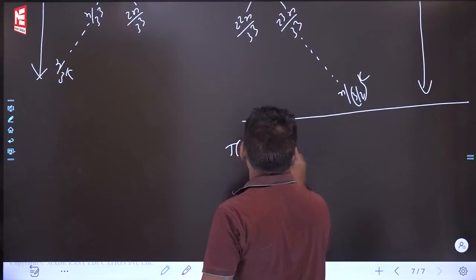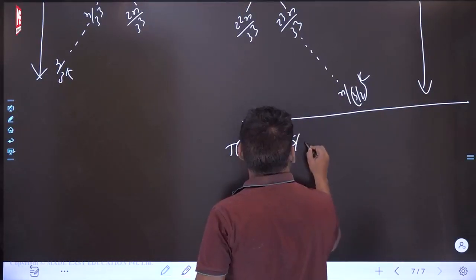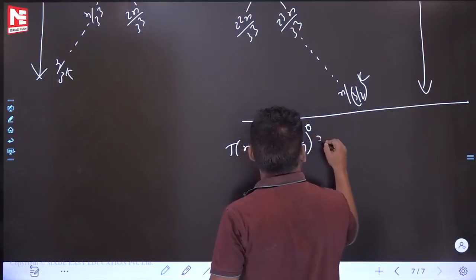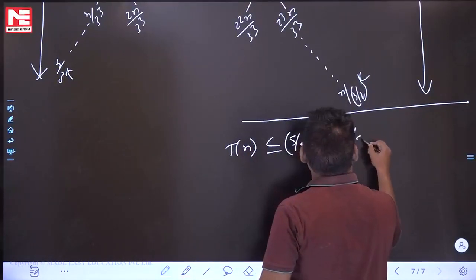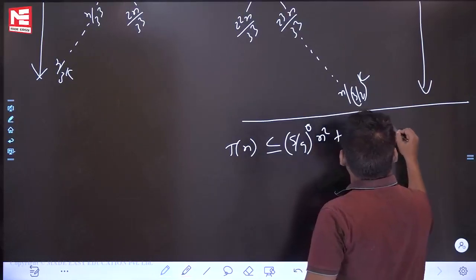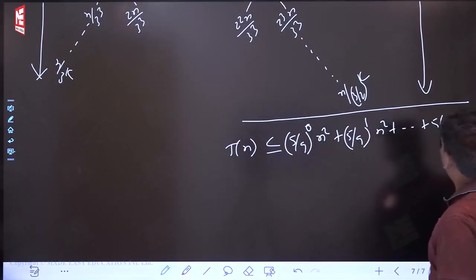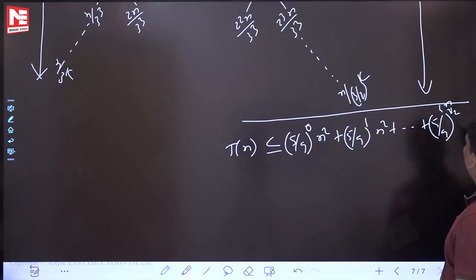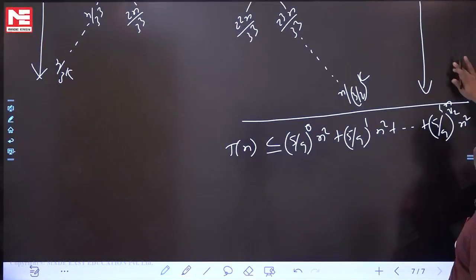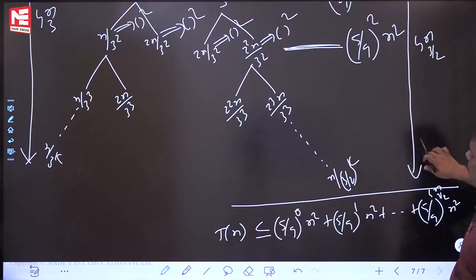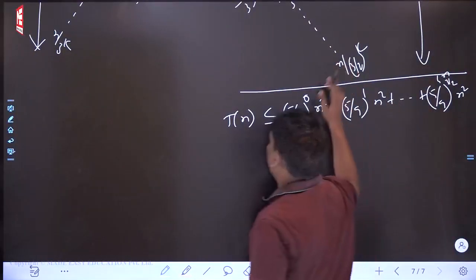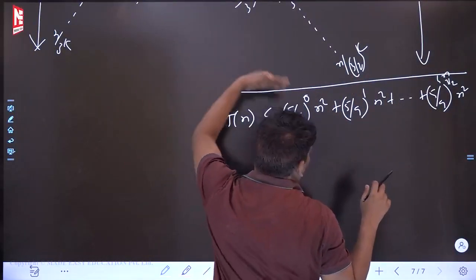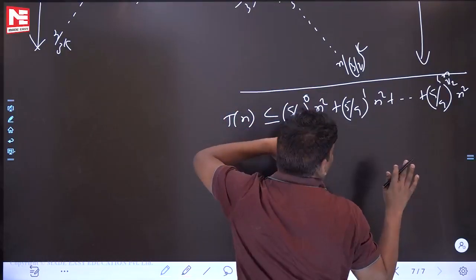Comparing this one, the upper bound, right? What is the series? (5/9) to the power 0 times n squared, (5/9) to the power 1 times n squared, and so on. What is the last term? (5/9) to the power log n base 3/2, times n squared. This is the bigger one. Left is log n base 3, right is log n base 3/2. Log n base 3/2 is bigger.